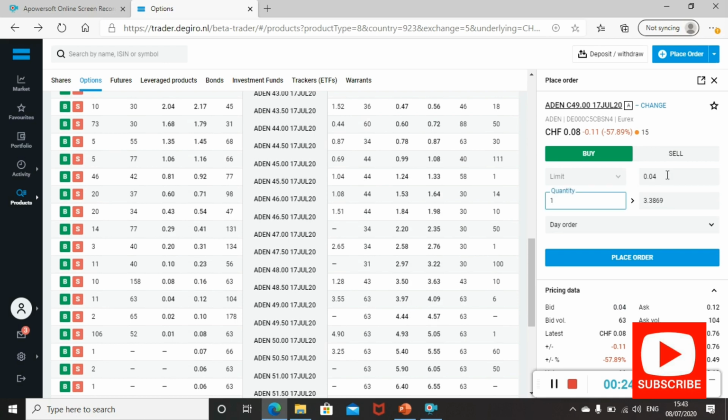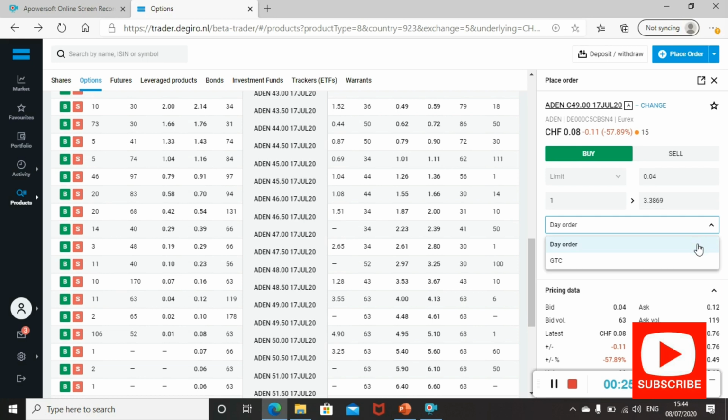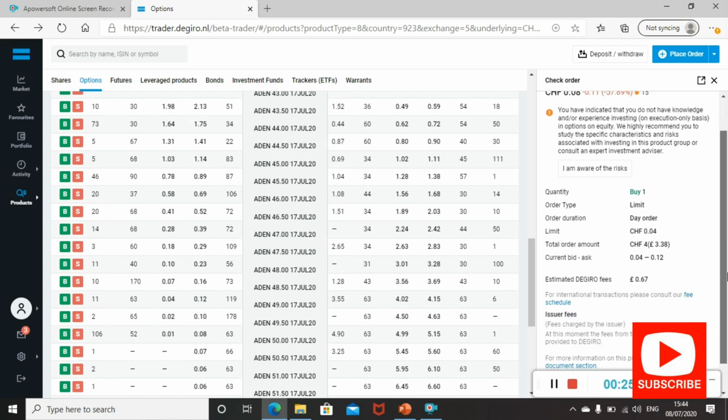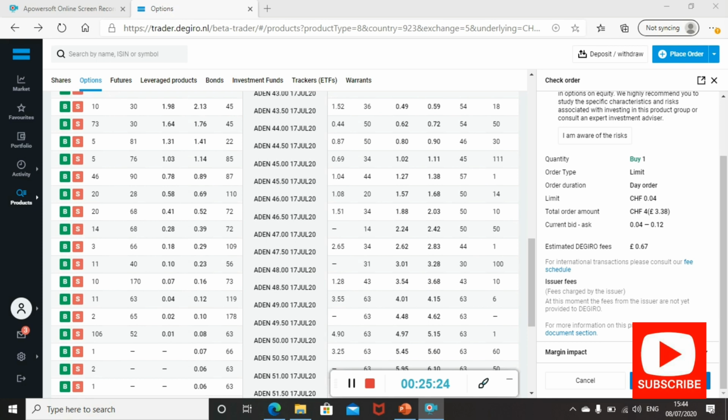Remember that each contract is for 100 shares. So even though the price I'm willing to pay is 0.04, you have to multiply that by 100, which will make 4. There's then an exchange rate variance. But each contract is always for 100 shares in the underlying company. Like when trading shares, you can also select a day order or good till cancelled. In this case, we'll go with a day order. Place order. The fee is 67 pence in this case. And confirm your order.